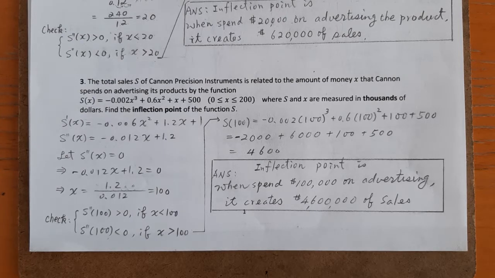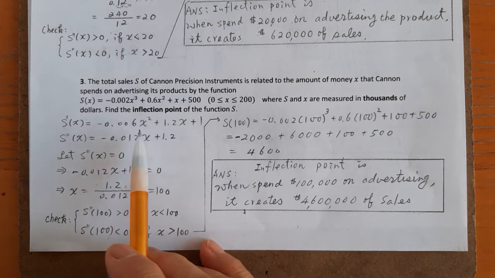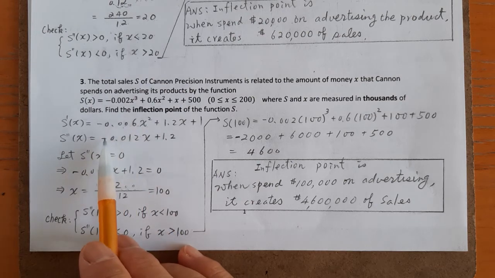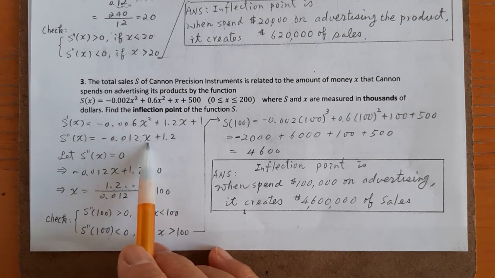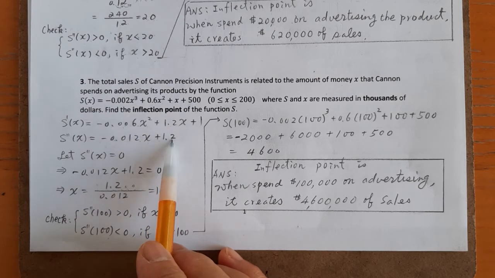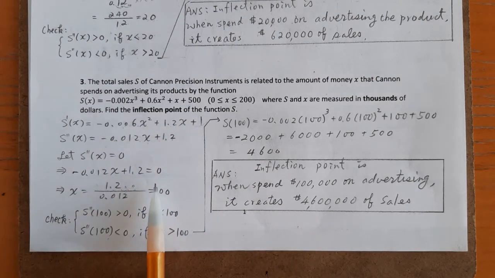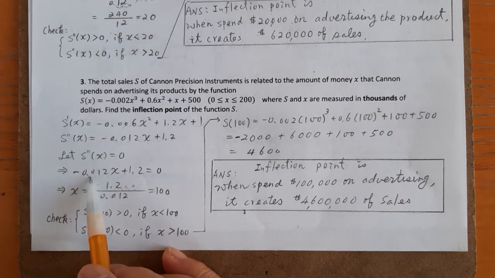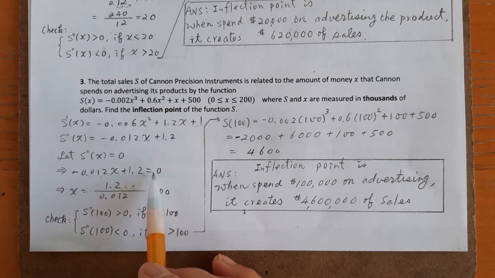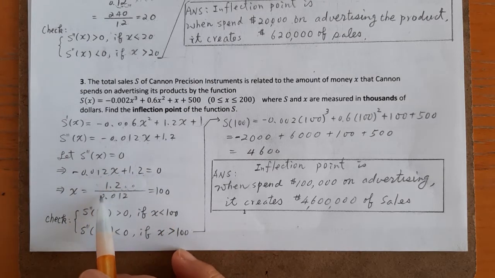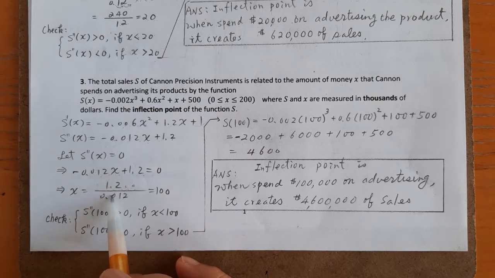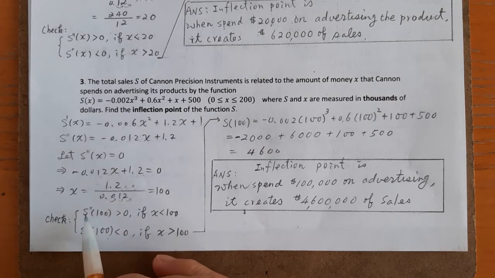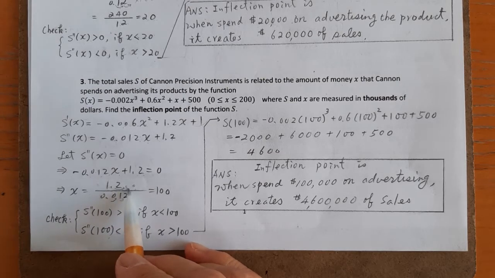Take the second derivative. So we get negative 0.006 times 2 is negative 0.012 x, plus 1.2 times 1 is 1.2. The 1, the derivative is 0. Let the second derivative equal 0. So negative 0.012 x plus 1.2 equals 0. Move over and divide, we get 1.2 divided by 0.012. Then you move the decimal point to the right 3 positions. So move 1, 2, 3.